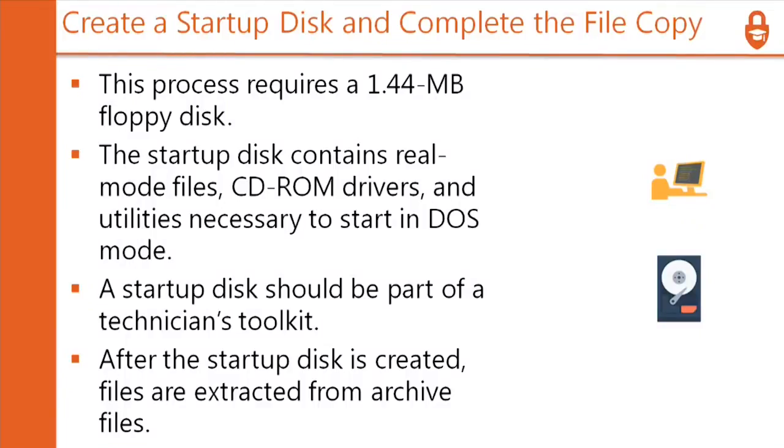And then we want to create a startup disk and complete the file copy. This requires a 1.44 megabyte floppy disk. Nobody uses this, right? The startup disk contains real mode files, CD-ROM drivers, and utilities necessary to start in DOS mode. This is if your MBR ever got corrupted and the system wouldn't boot. You could use the startup disk to refresh the MBR and get it straight again. This used to happen quite a bit. These were important back in the day. We don't use these today.